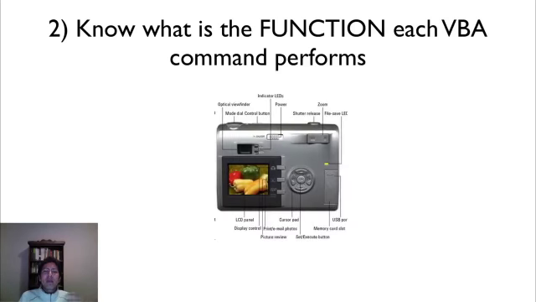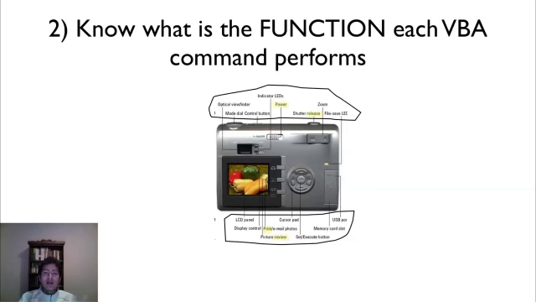So back to the camera example. These are all functions. This button, for example, is the power button. So if you press it, the camera is turned on or turned off, right? This other button is the shutter release. So if you press it, you will take a picture. You know.